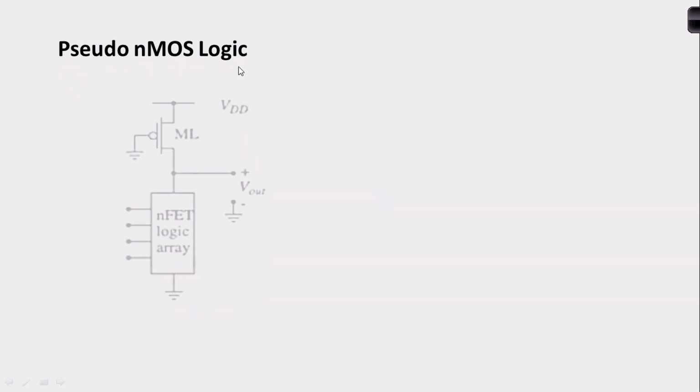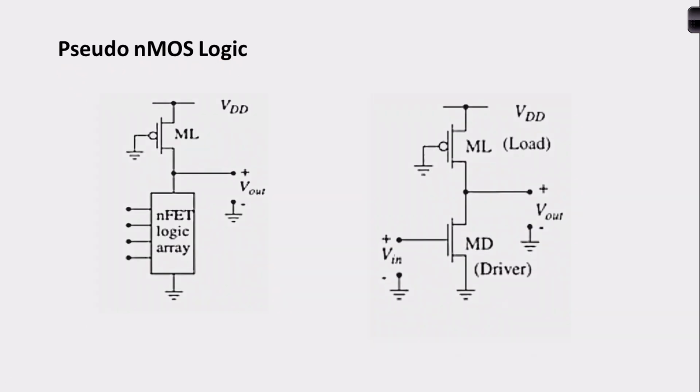Let us look into some examples. In our pseudo NMOS logic, the pull-up region is a PMOS transistor connected to ground, so that it is turned on all the time, and the logic will be present in our pull-down region. This is our inverter circuit. The pull-up is connected to ground, and in the pull-down region we have a single NMOS transistor to which we apply the input voltage. Let us look into the working of this circuit.